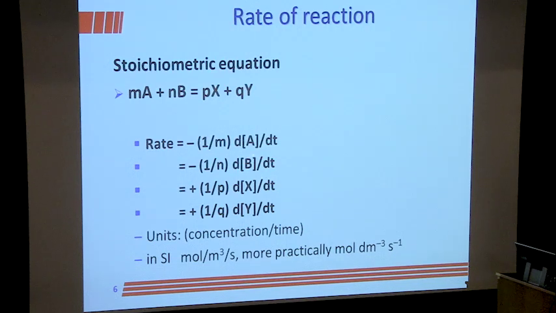Why? Because dA/dt is negative for reactants. So we have minus times minus, which is plus. So the rate is always positive, okay? And the units of rate are concentration per unit time, okay? Because you're looking at change in concentration per unit time. In SI units, it's moles per meter cubed per second, but more practically, moles per decimeter cubed per second.